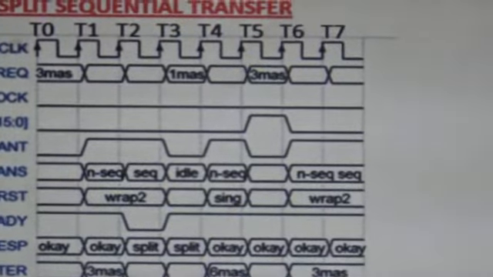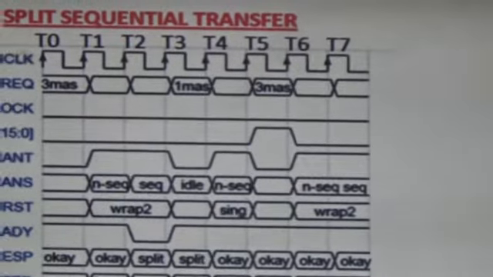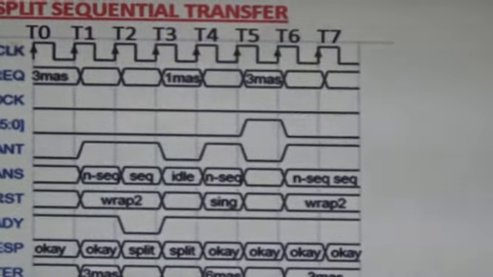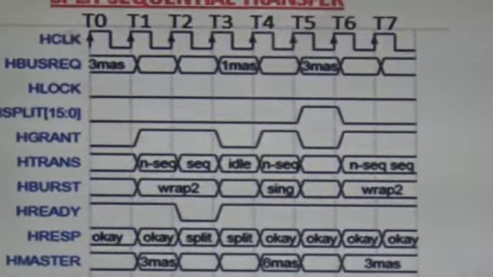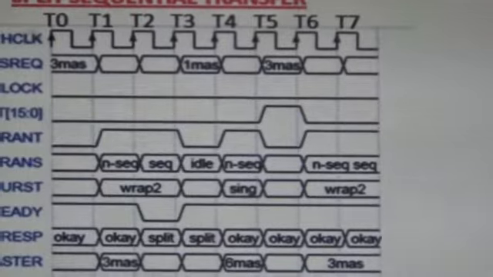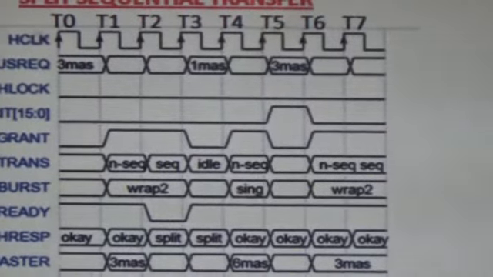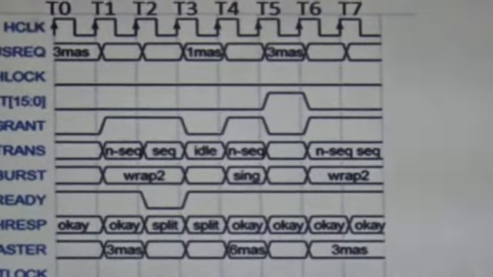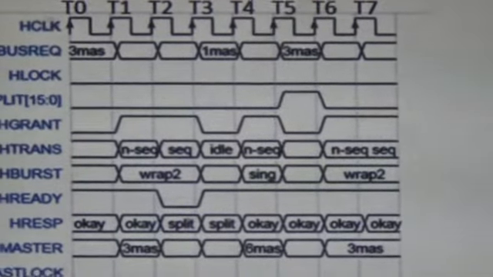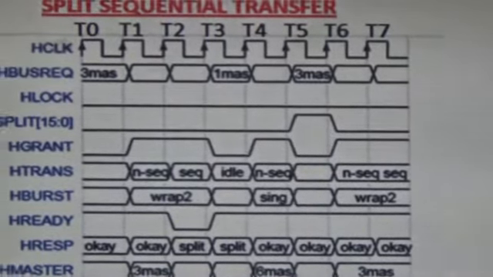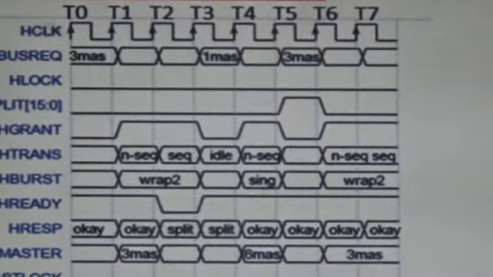In the T3 clock cycle, since split is a 2 clock cycle response, HRESPONSE is split over 2 clock cycles. One is T2 and the other is T3. In these 2 clock cycles, the response is split. The one thing we need to observe is that in the T3 clock cycle, HTRANS becomes idle, which shows that the previous transfer is to be eliminated.